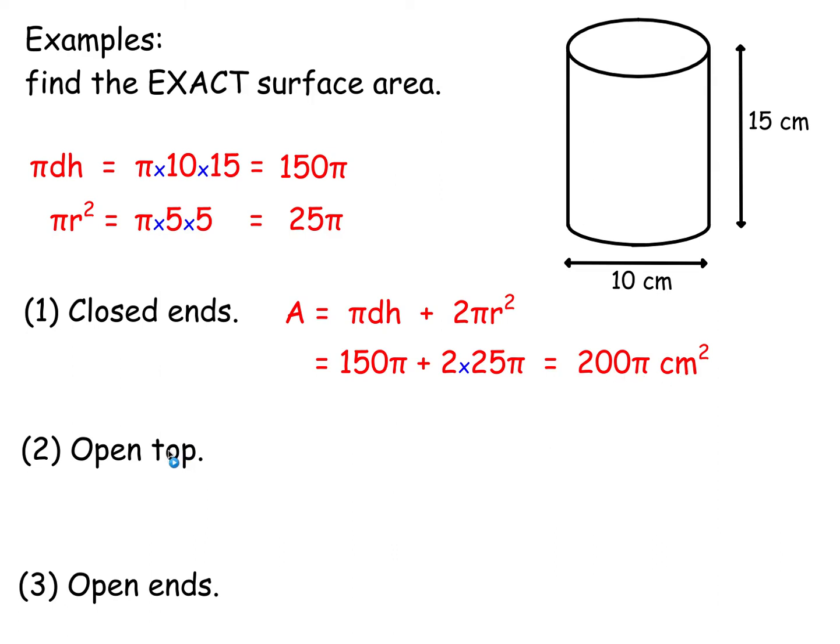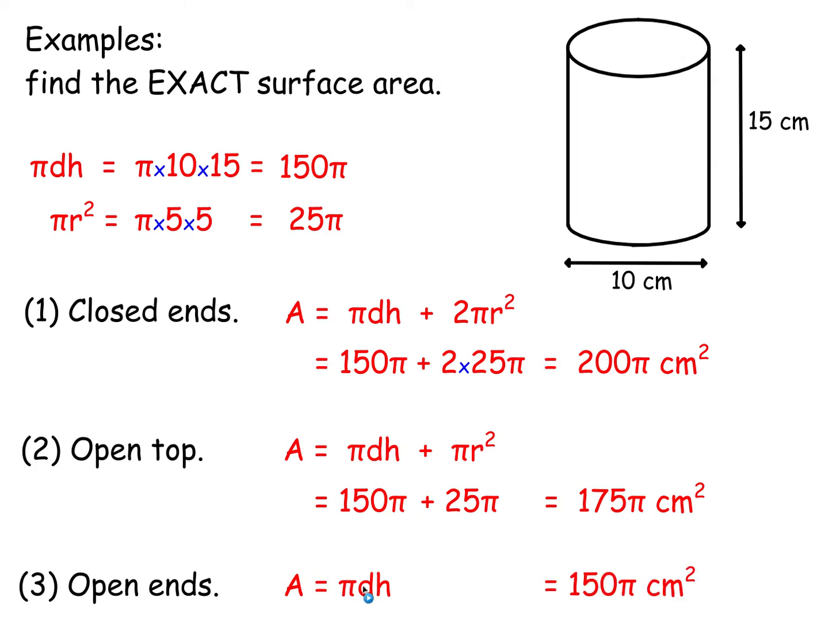If it's open top, it's only got one circle, pi r squared. So you've got 150 pi and then one lot of 25 pi. If it's open-ended, you get no pi r squareds. It's only pi dh, so it's just the 150. So that's the three cases, whether it's closed, open top, or open at both ends, that is, there's no circles. So that's the surface area of a cylinder.